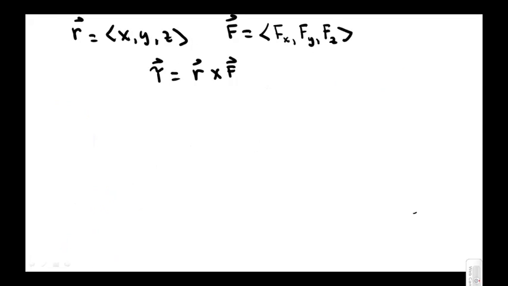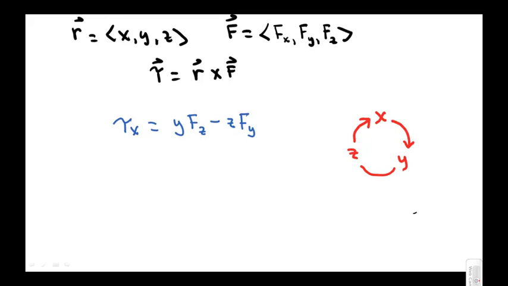Now, before we insert the specific numerical values, let's write both r and F in a more general way in component form. We'll state the result for each component of the cross product, in this case each torque component in turn. The x component of the torque is y times F sub z minus z times F sub y.